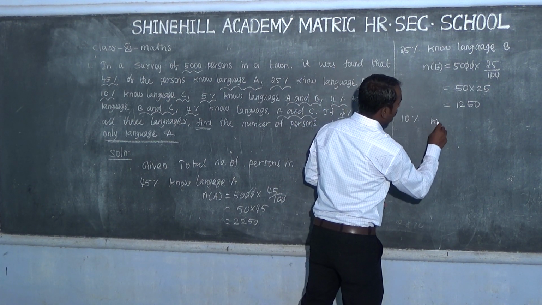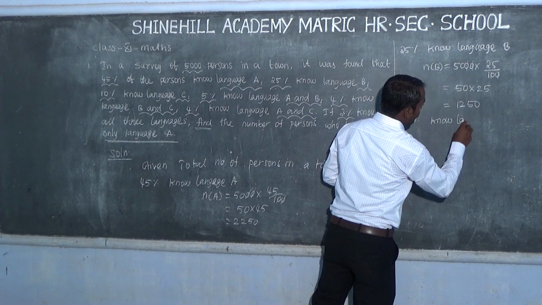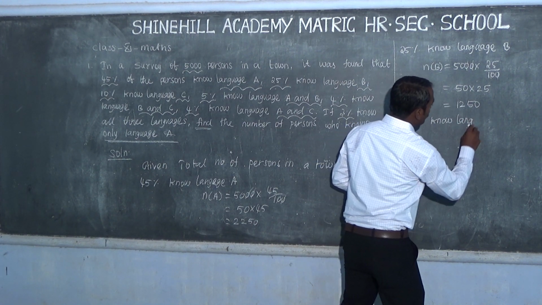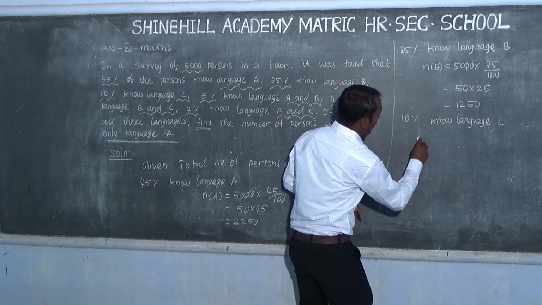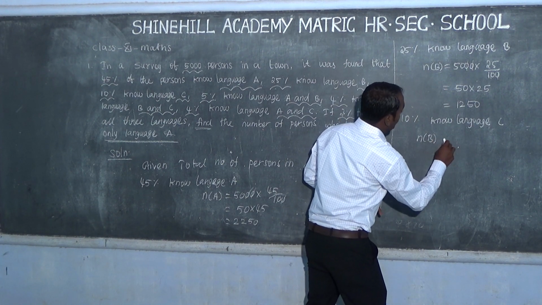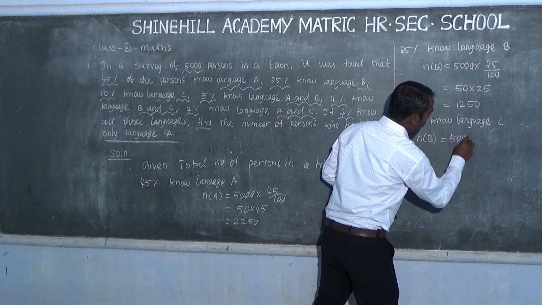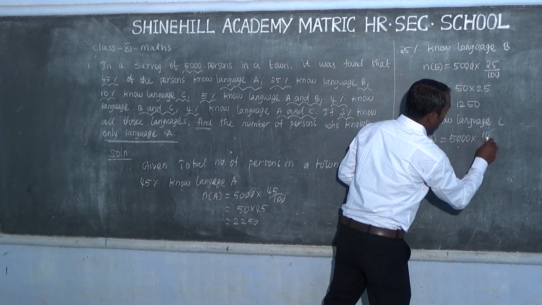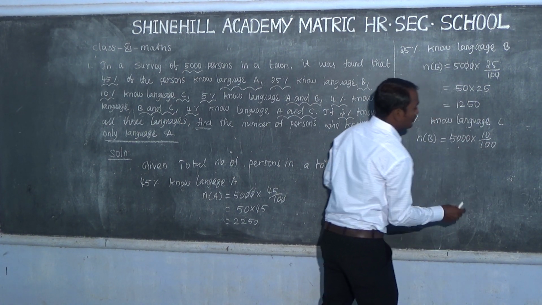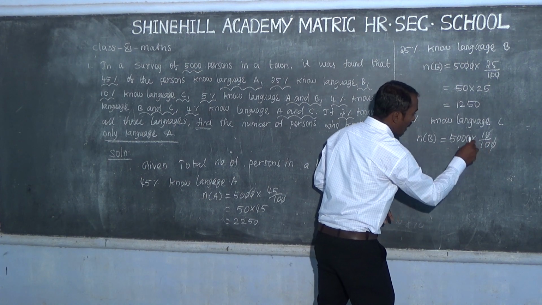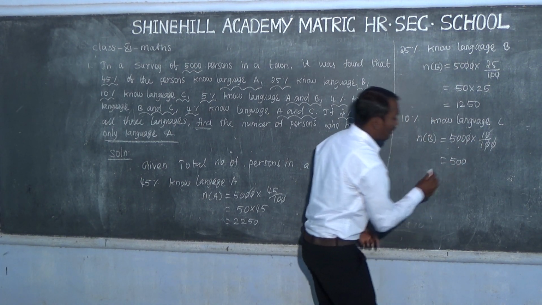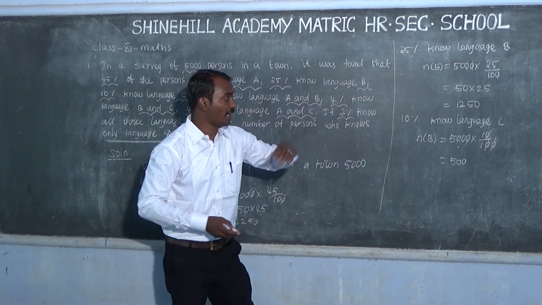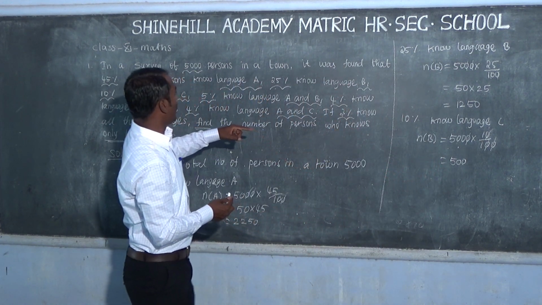Then 10% of people know language C. That means n(C) is equal to 5,000 into 10 by 100. If we cancel the values, only 500. Remember, the value is only 500.